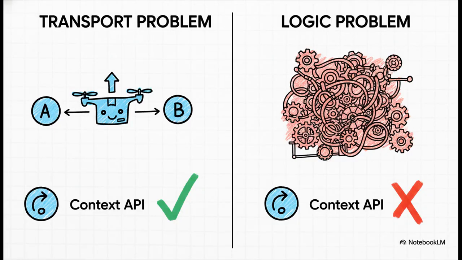And really, if you remember just one thing from all this, let it be this. The Context API is a fantastic tool for sharing state. It solves the transportation problem, getting data from point A to point B. It is not a state management library on its own. It's not designed to handle really complex application logic by itself.